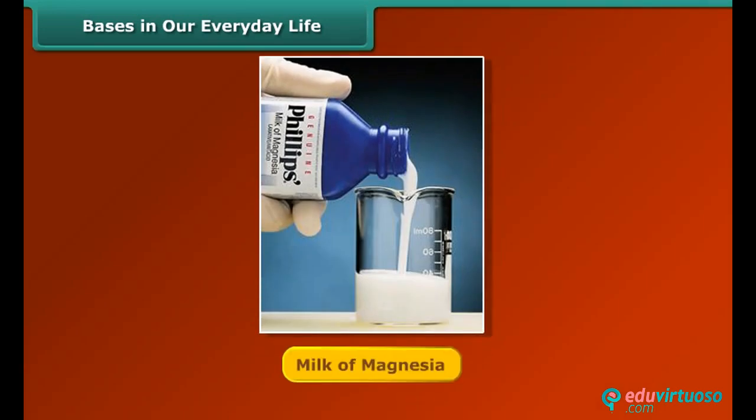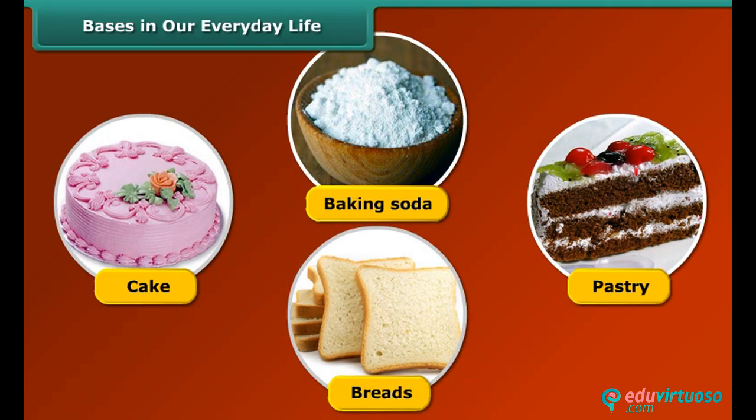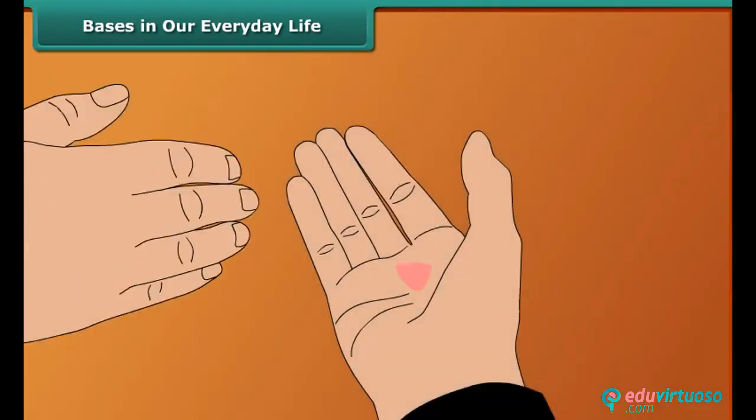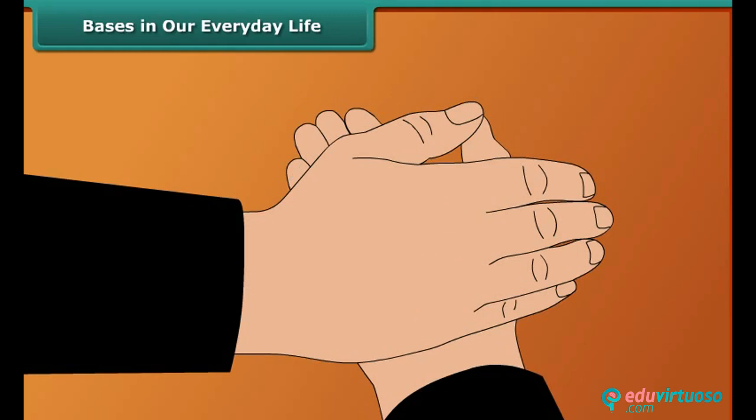Milk of magnesia is a medicine which helps us in digesting our food. It contains magnesium hydroxide, which is a base. The baking soda used in making cake, breads, and in other bakery items contains sodium hydrogen carbonate. When your mother cleans the window, put a drop of solution she is using on your palm and feel it. You will feel slippery on your palm. This is because cleaners are made of ammonium hydroxide, which is a base.